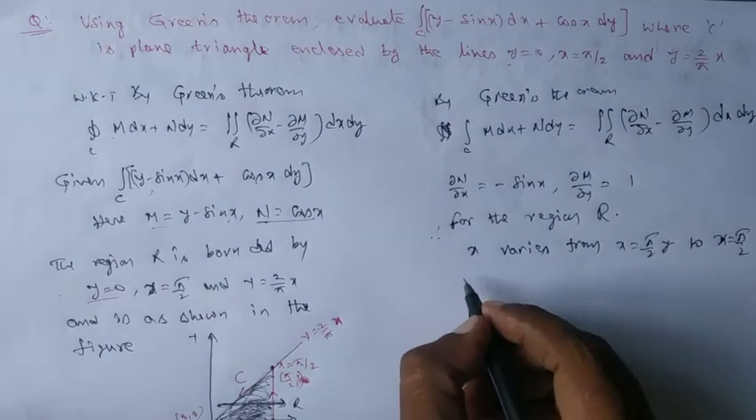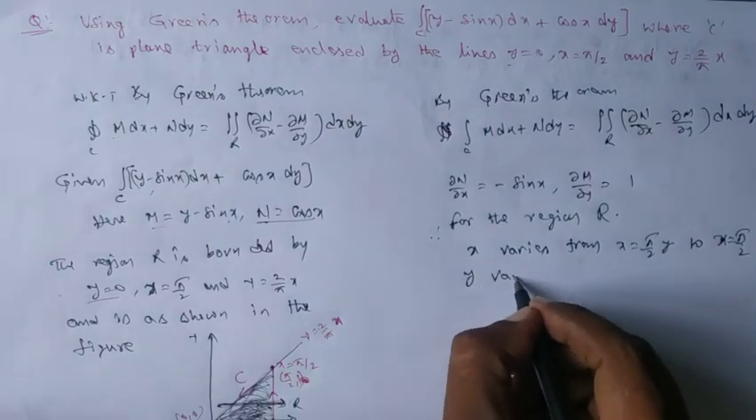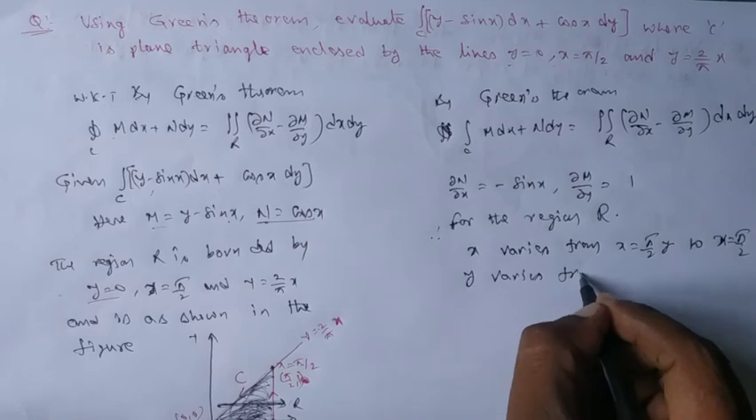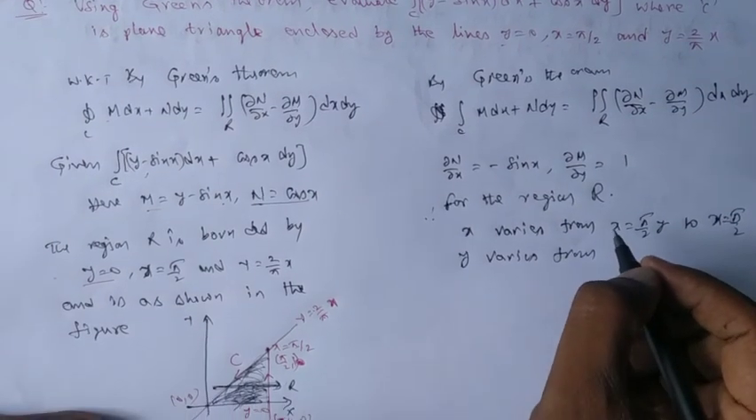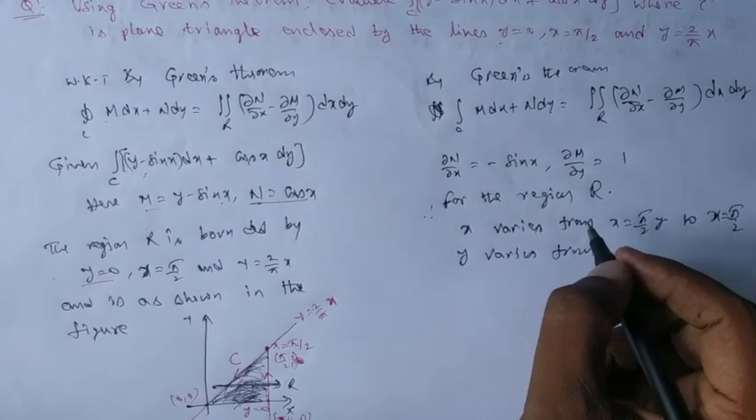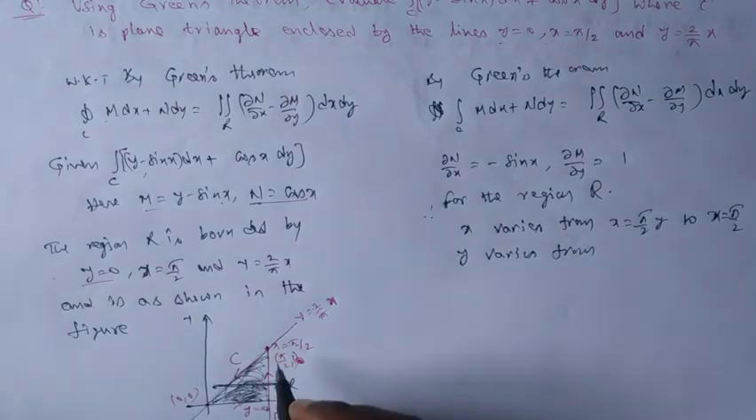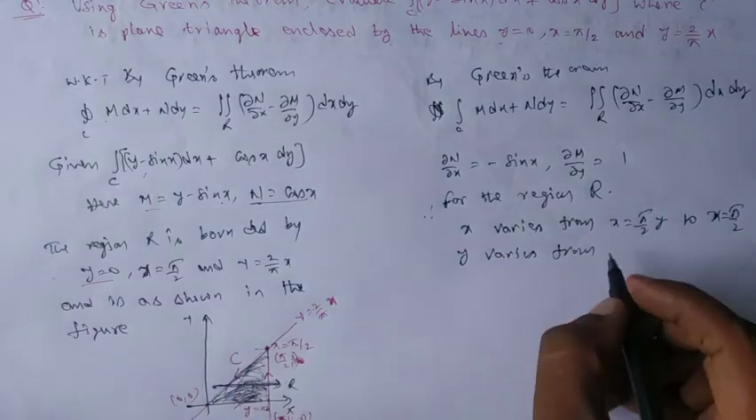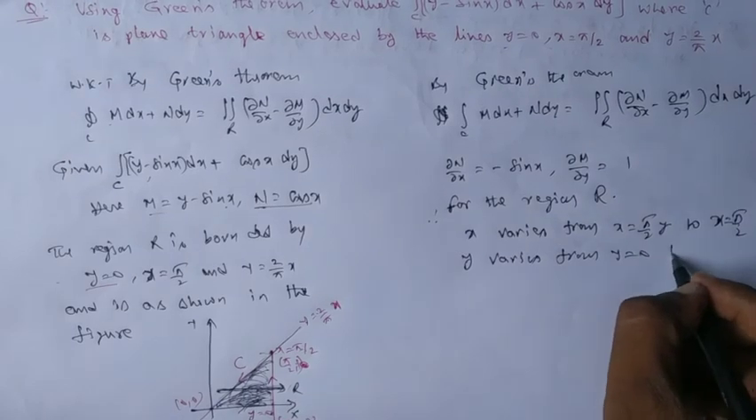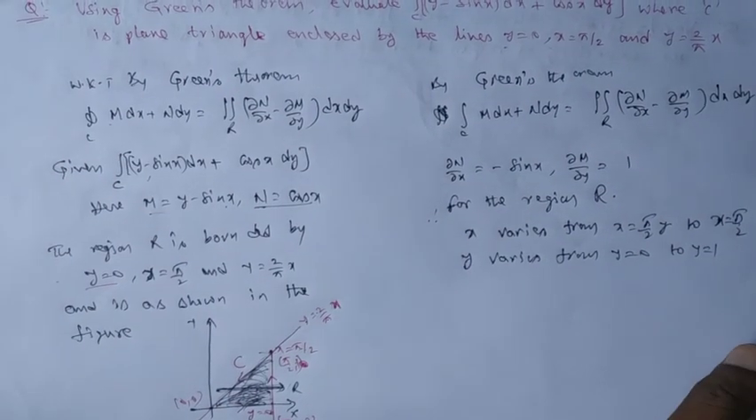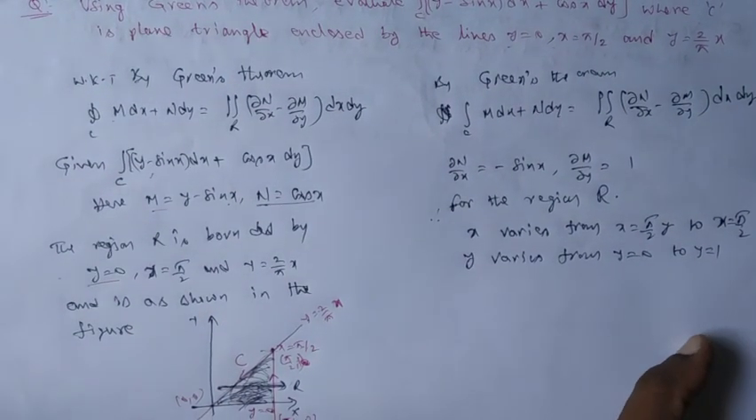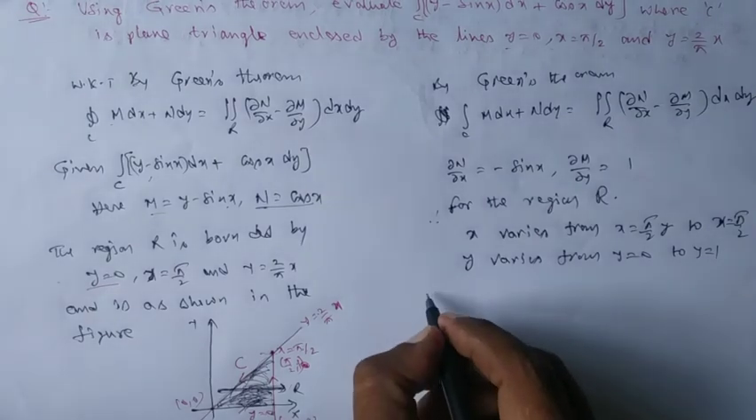And now y varies between what limits? Once you observe this problem, y exists from y equal to 0 to y equal to 1. So y equal to 0 to y equal to 1. So we can finalize it, or we can write the answer easily.